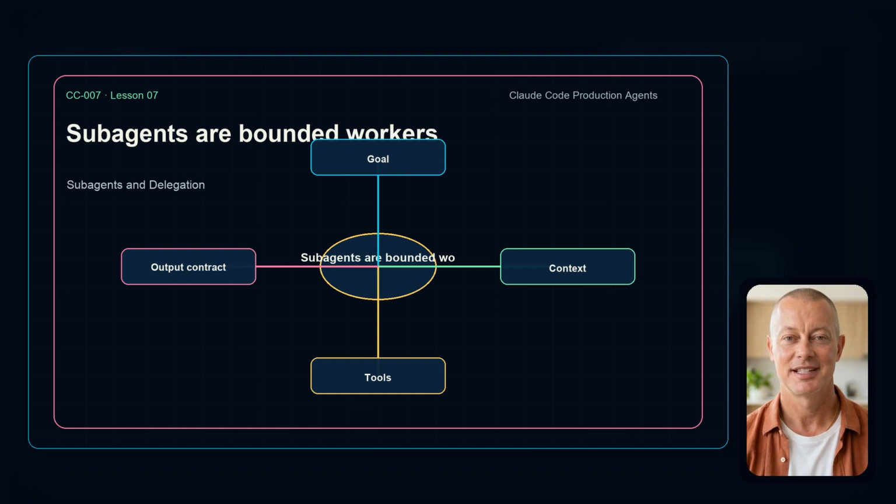A subagent is a bounded worker. It should have a goal, enough context, allowed tools, and a clear output contract. It is not a magical second brain. It is a controlled delegation unit. The parent agent still owns the judgment. The visible artifact for this lesson is the delegation decision map.